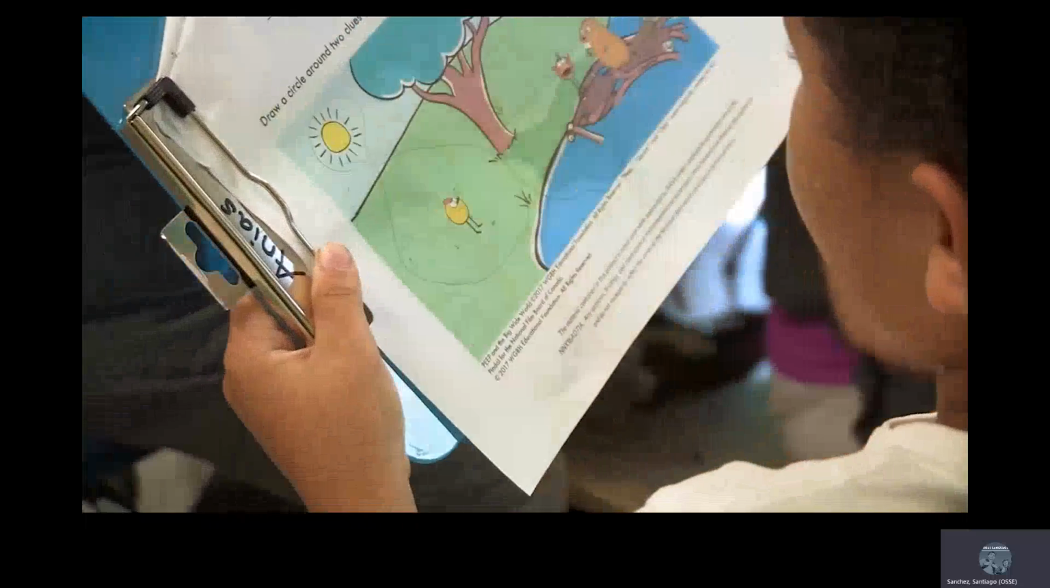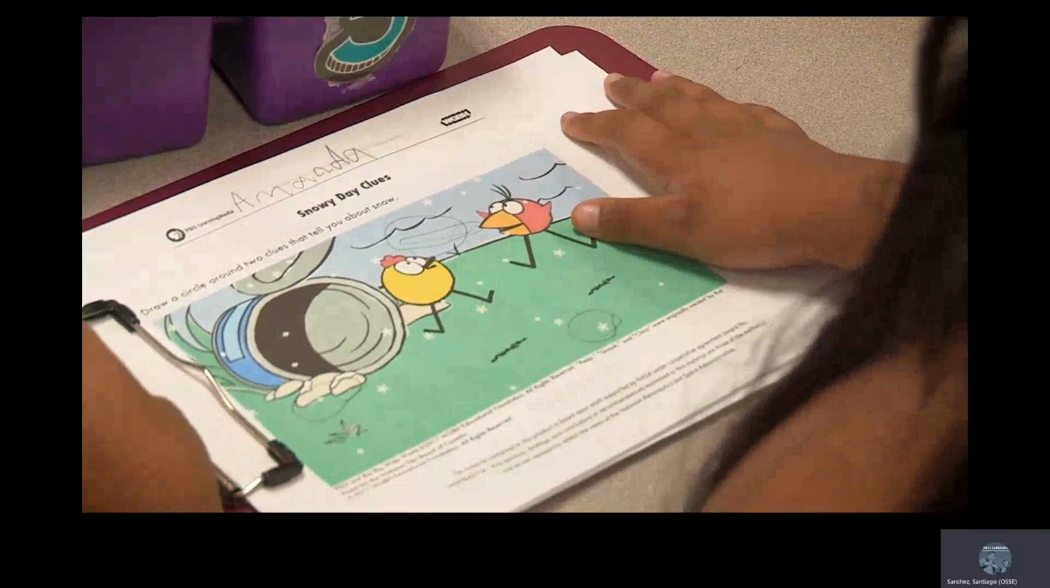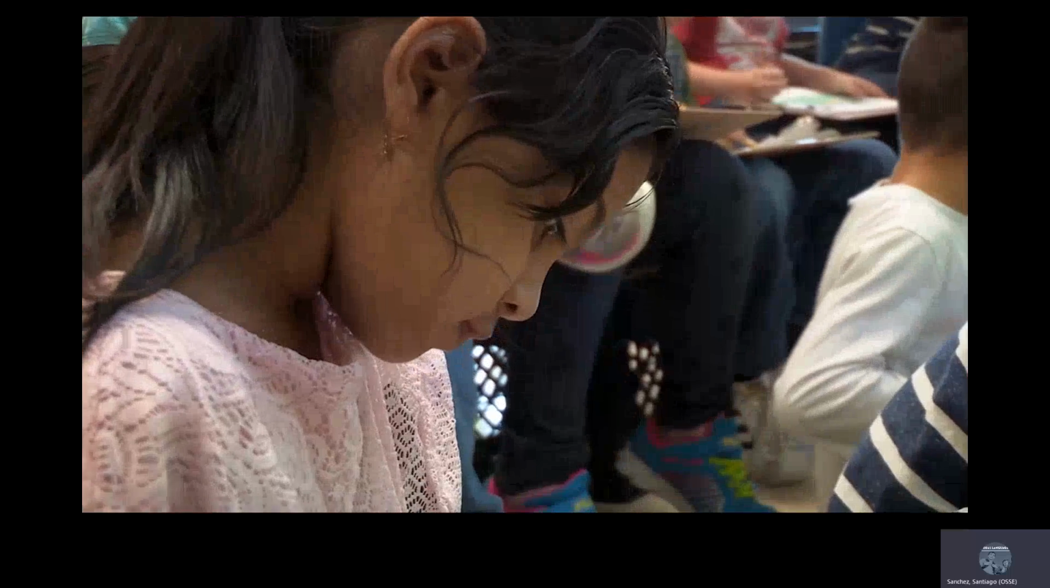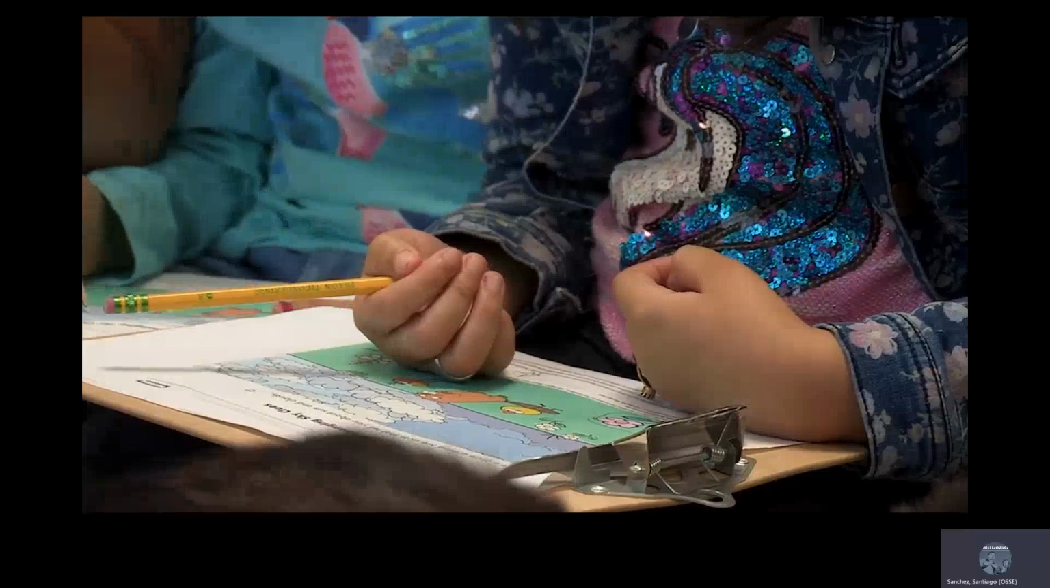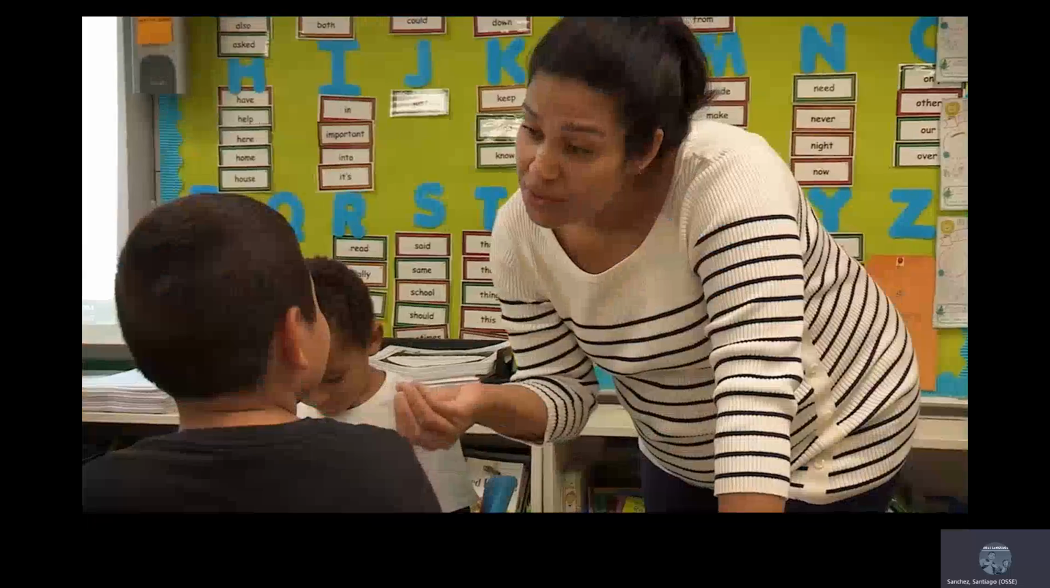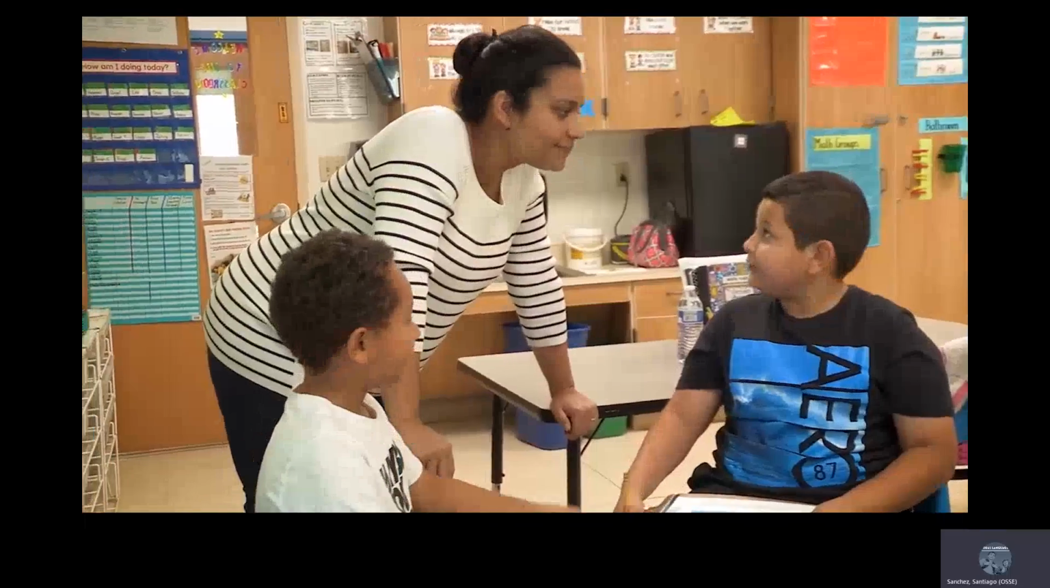Now, can you guys find some clues that tell you about the snow and rain? And in the next one, about the sun and clouds. Is it the tree that's showing you temperature, or is it the shadow that could show you temperature? Shadow. Shadow.